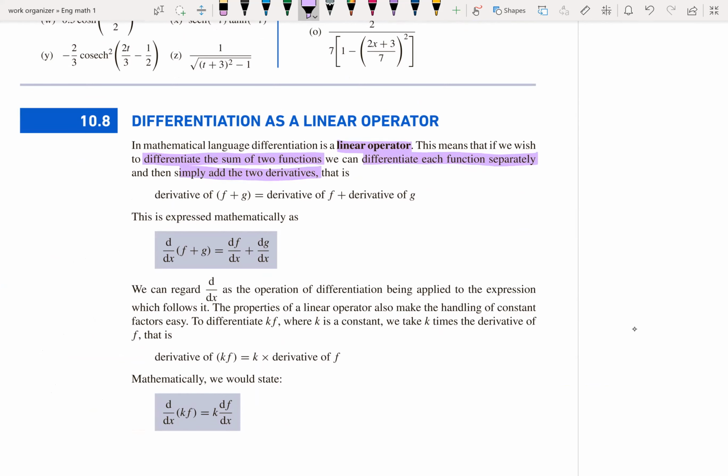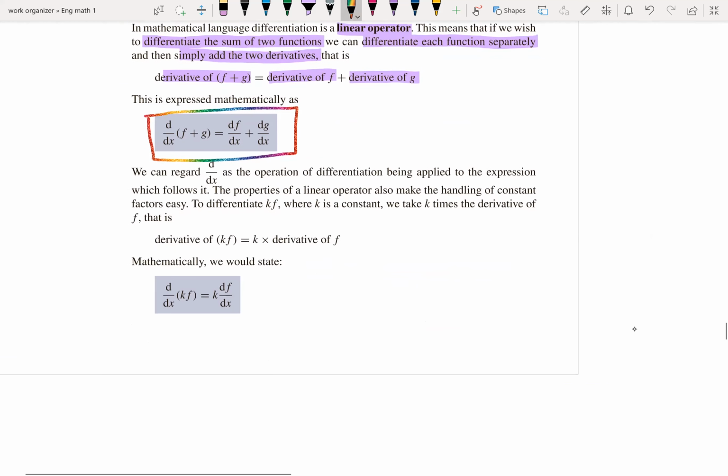In this case, let's say we want to find the derivative of f plus g. So first we differentiate the f, and then we differentiate the g. This one is the simpler case. This is how we should remember.